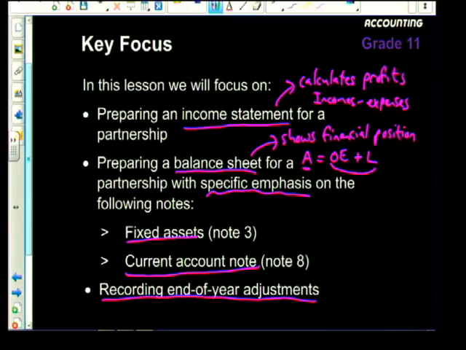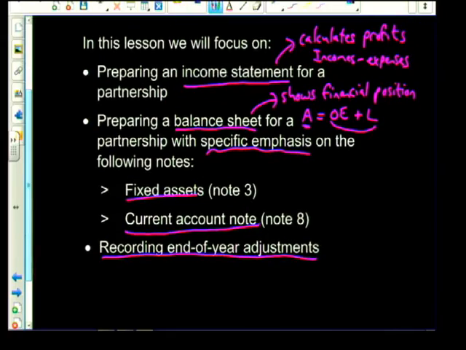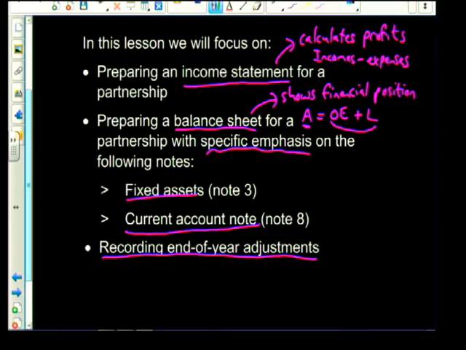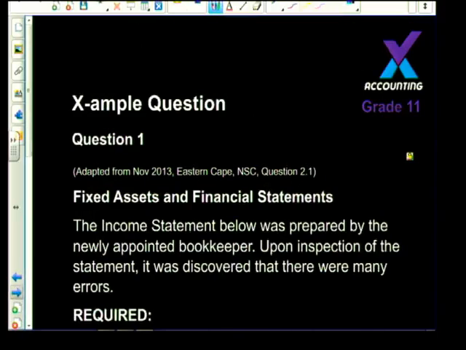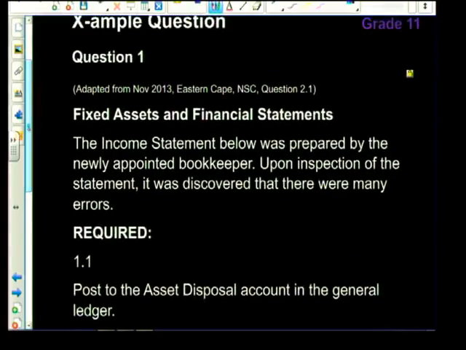Now, your balance sheet you would have done in grade 10, and you would have done it in detail, so you should know it quite well, except for the fact that there are two new notes that you would have learned in grade 11. The first one is the note on fixed assets, and the second one is the note on the current accounts. So you need to be able to do these two notes because they're new. And in today's show, we are going to focus specifically on exam revision, on answering a proper exam question based on these two notes and based on the different types of adjustments that we have. So let's have a look at our first example question.